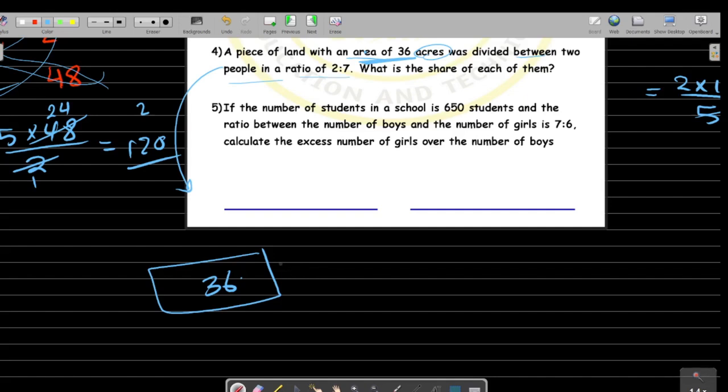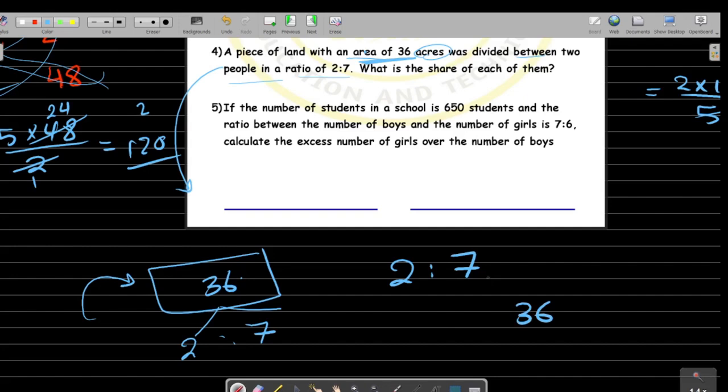A piece of land with an area of 36 acres was divided between two people. This is the area of the land, and they divided it between two people in the ratio 2 to 7. What is the share of each of them? 2 to 7, all of it is 36.